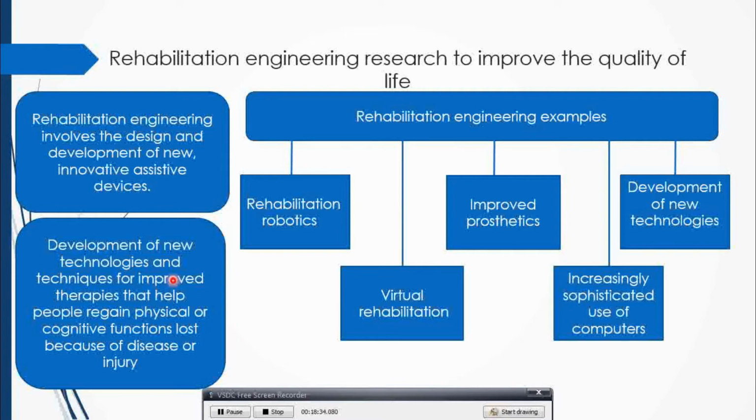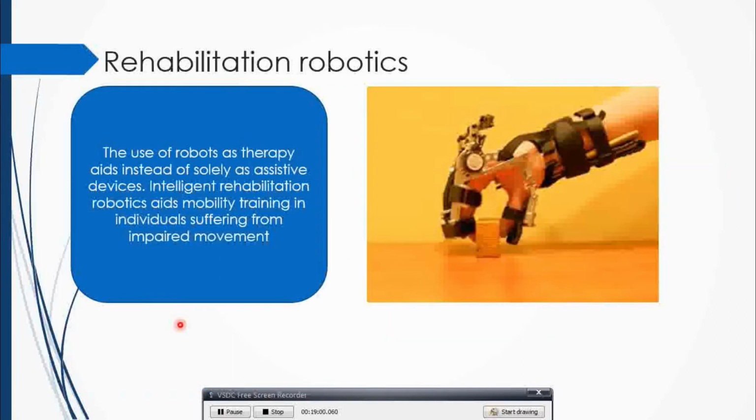Development of new technologies and techniques for improved therapies that help people regain physical or cognitive function lost because of disease or injury. Disebabkan penyakit yang berlaku pada dia ataupun kemalangan, musibah dan sebagainya, jadi dia menghadapi sesuatu kekurangan dari segi fizikal ataupun cognitive function dia. Jadi kita cuba bantu dengan perantaraan teknologi. Okay, ini adalah satu contoh.